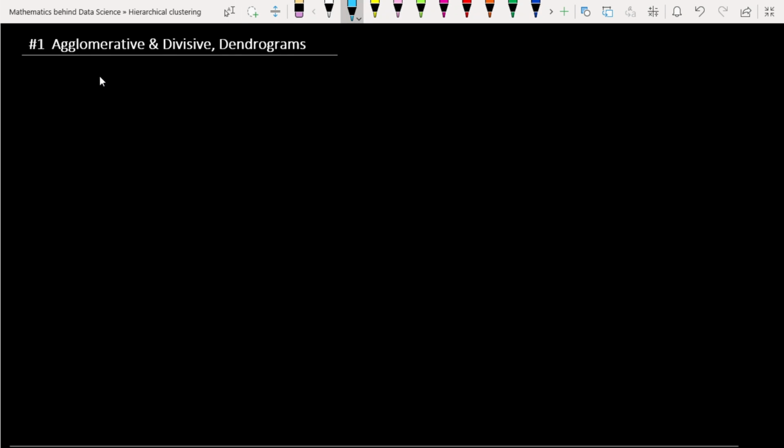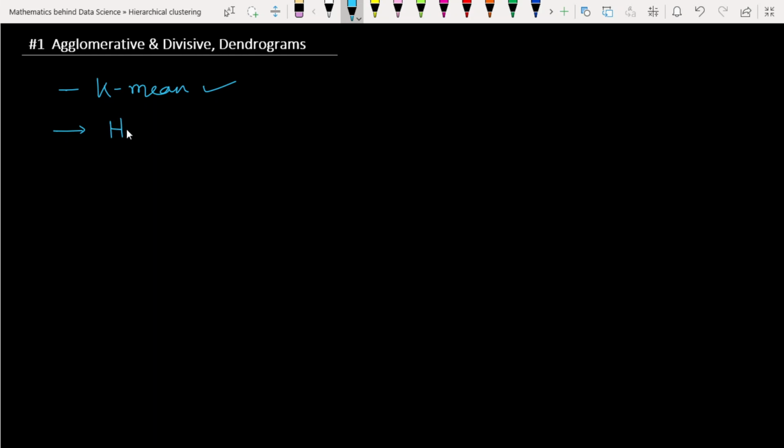Already we have seen that there are mainly three kinds of clustering technique, and one of them, the k-means clustering technique, we have already learned in a previous chapter. Now in this chapter we will learn hierarchical clustering.